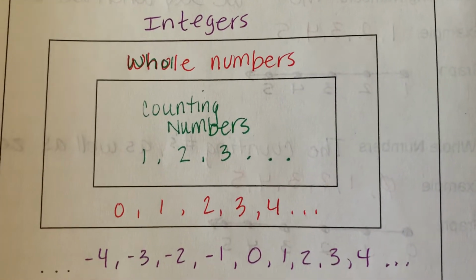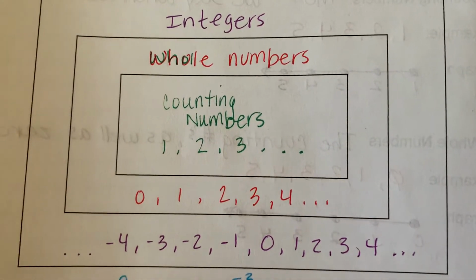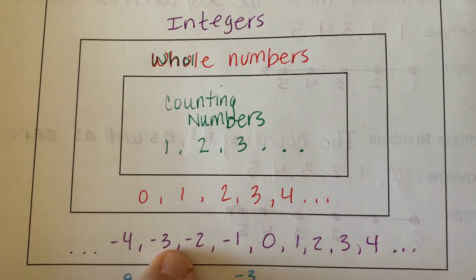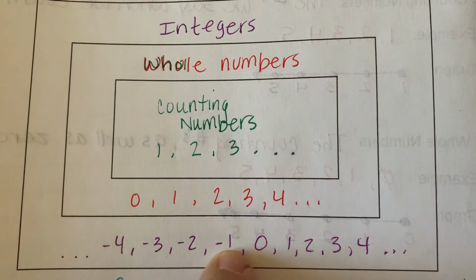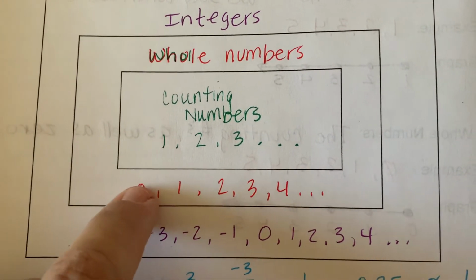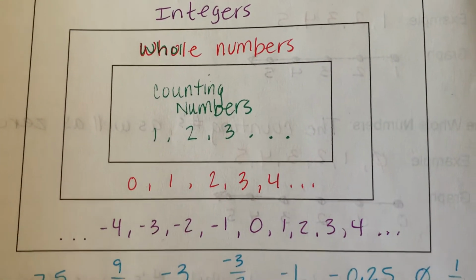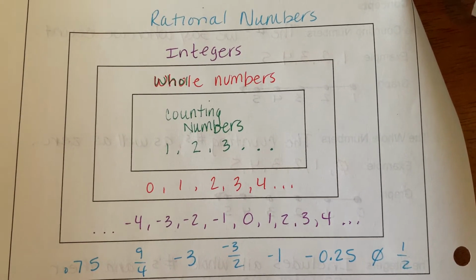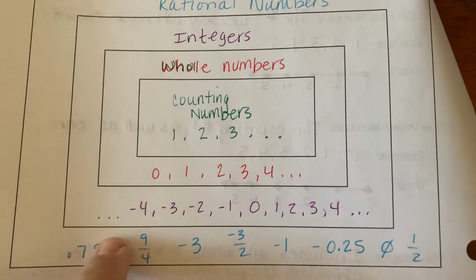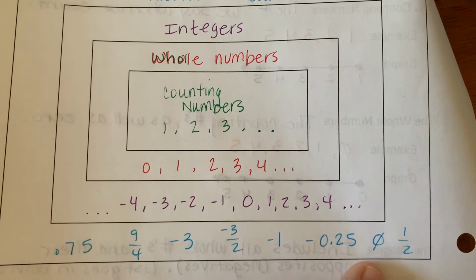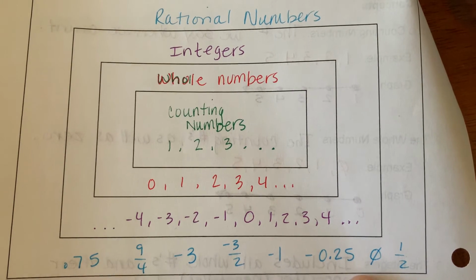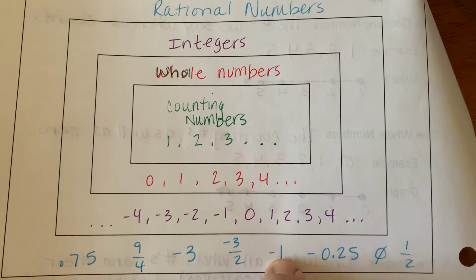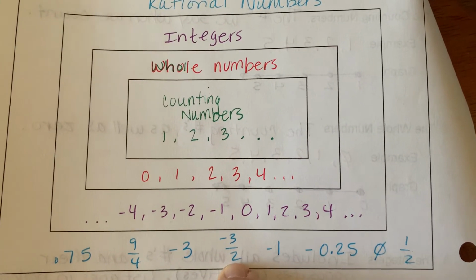Then it goes to integers. Integers would include the number line. So counting numbers and whole numbers are all integers, but not all integers are whole numbers or counting numbers, okay? And then all of those fall into the circle of rational numbers. So here's a bunch of examples, okay? So I could say, are all rational numbers integers? No. I mean, there's an integer, but that's not. Okay, that's a rational number.